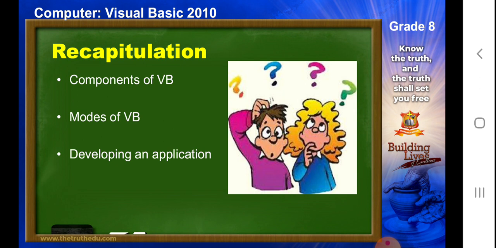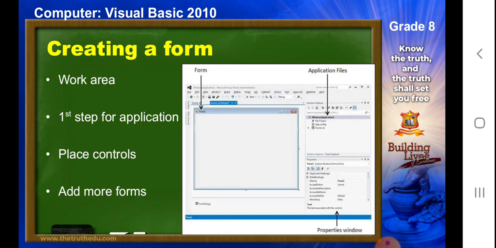Then we learned about developing an application. What are the 5 steps which are used to develop an application? We learned about that, right? Next, today we are going to learn about how to create a form. This is the first basic step of developing an application.